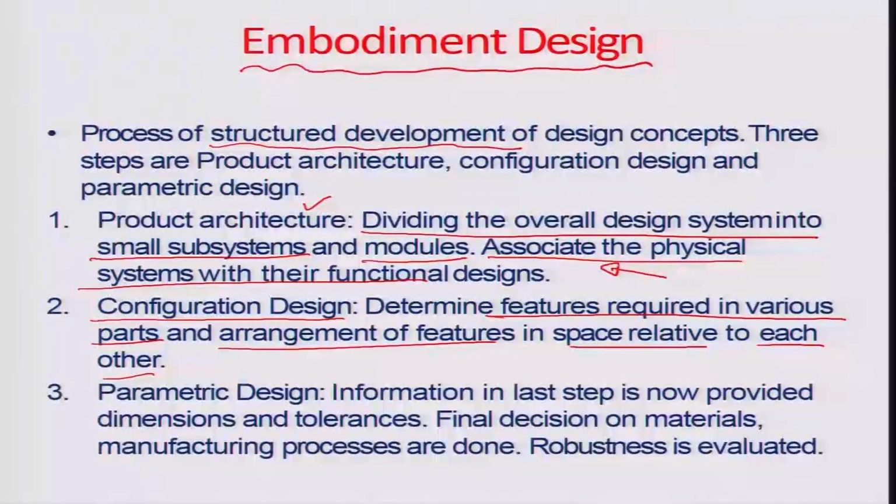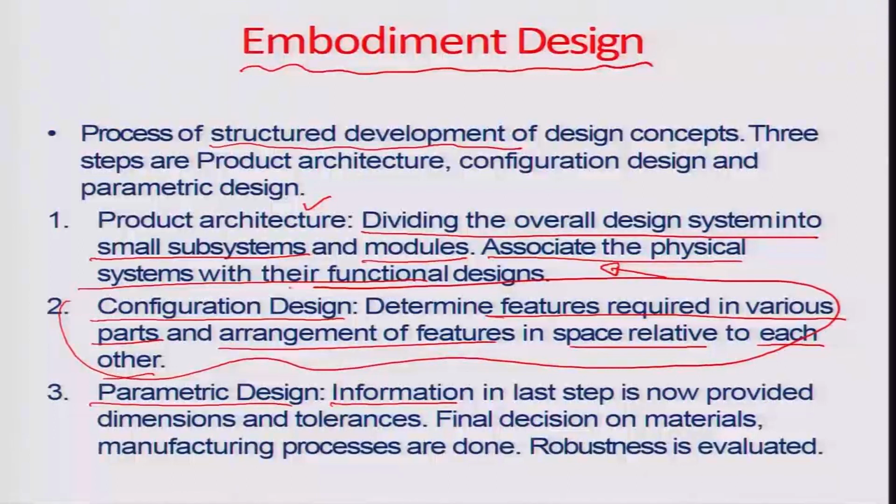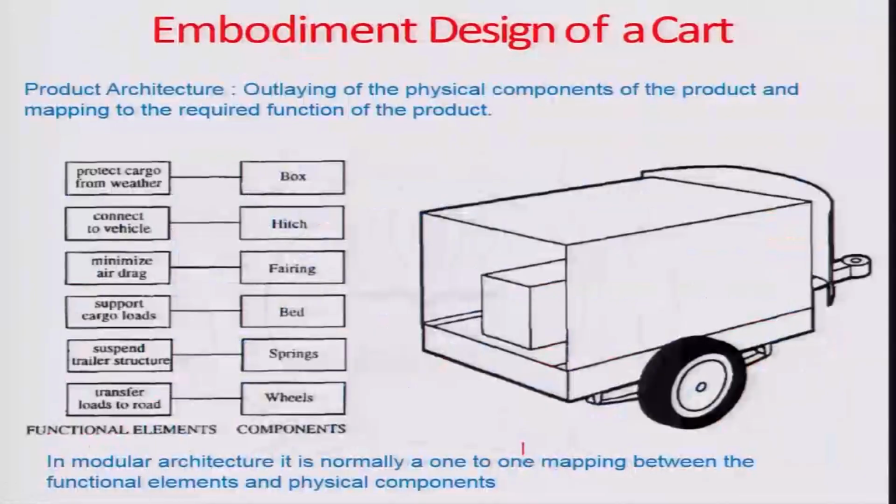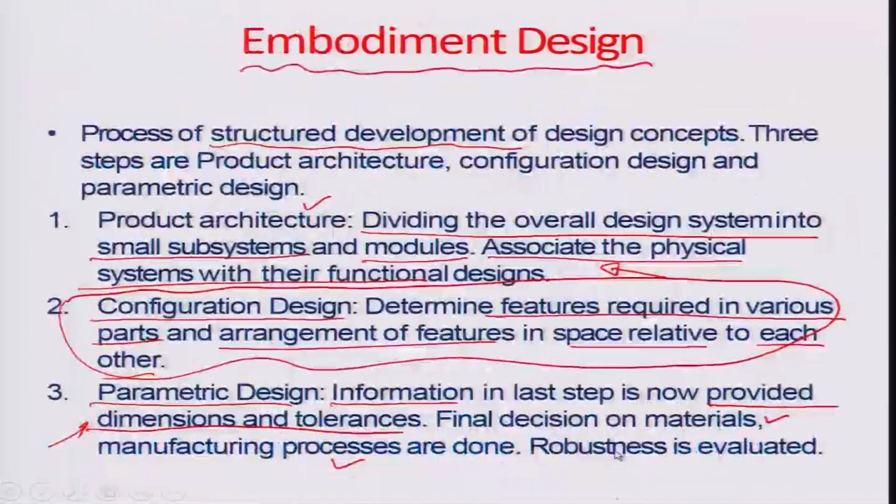And then of course, there is a parametric design phase, where we are talking about the collection of information in the last step, which is laying out in space of all the different components together, and then providing dimensions and tolerances based on the functionality and the flow of the product, and final decisions to be arrived at on, let us say, the materials used, the manufacturing processes to be deployed, and the overall robustness of getting something manufactured and delivered, being evaluated. This all comes into the parametric design aspect of a product.